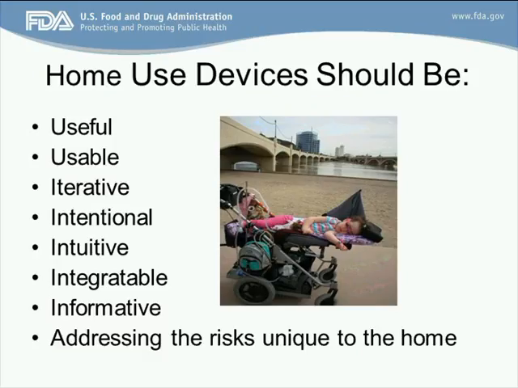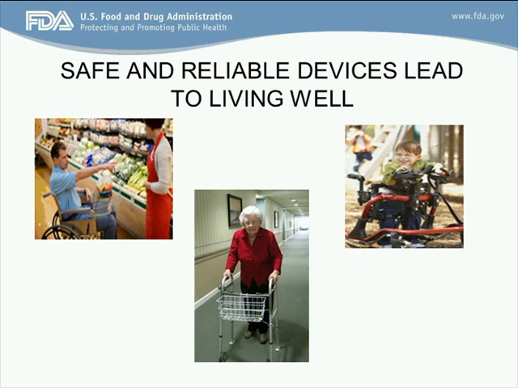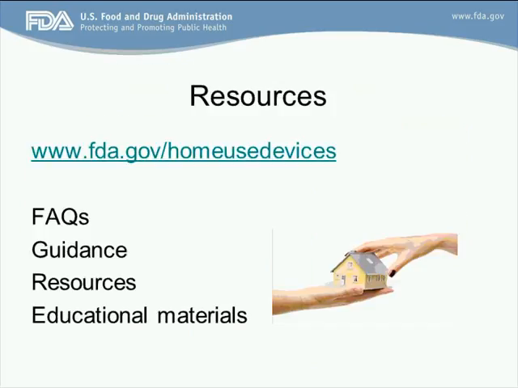A lot of people, and this is where you can do things based on people who are very comfortable with their device versus people who are not real comfortable with their device. But it gives them the information they need. And if they like to have a little bit more information, you can add that in there for people who like to have a lot of information. But don't overwhelm people with information that may not be necessary. And it should address those risks that are unique to the home environment and allow people to live the way that they want to live. And these are just a few ways to help people with safe and reliable devices that lead to living well. And that concludes my talk.